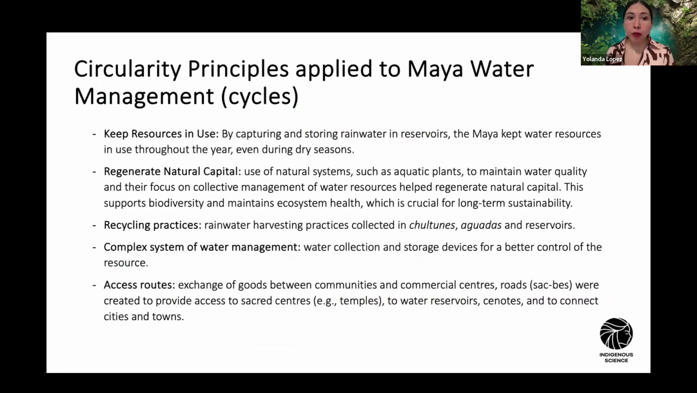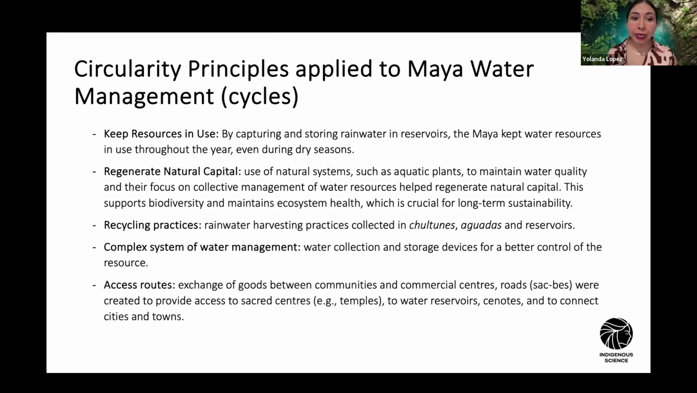So essentially, there are many circularity principles applied to Maya water management, but we call it cycles because, as I explained before, nature is too complex to be thinking only in circles and repetitive circles every time. So we really need to think about future generations. So essentially, in terms of principles, the Mayas were very good at keeping resources in use. They were able to capture and store rainwater in those reservoirs and to have water for the rest of the year. And even during the dry seasons, they were able to regenerate natural capital, essentially to use natural systems such as the aquatic plants to maintain water quality, for example.